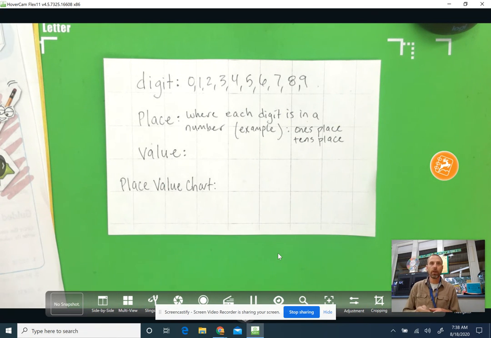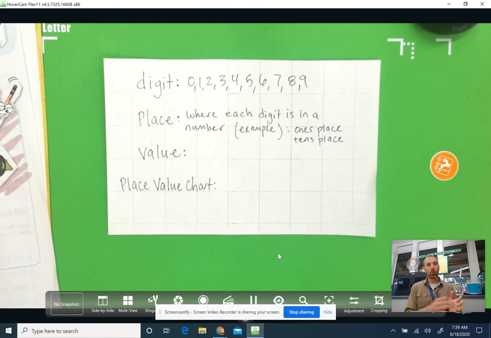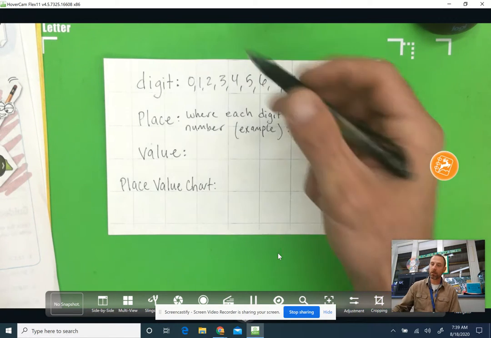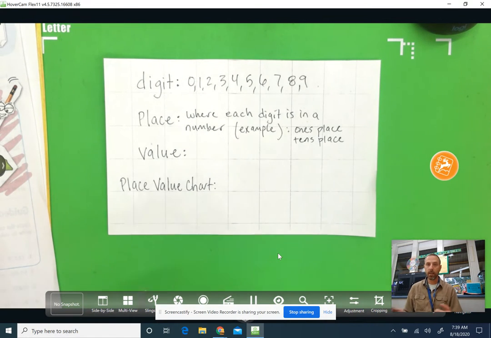This year in the 4th grade, we're going to get into the 10,000s place, the 100,000s place, and the millions place. And we're going to be adding and subtracting numbers, rounding numbers, comparing numbers, ordering them from greatest to least or least to greatest. And we're going to do that using our knowledge of digit and place.